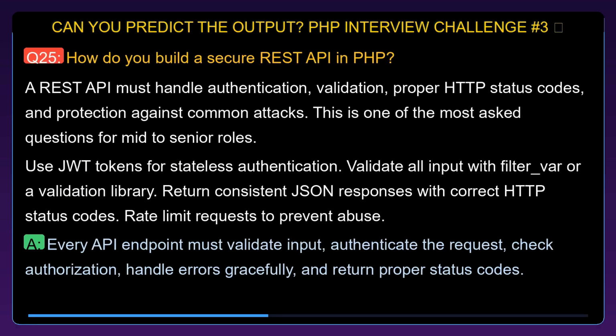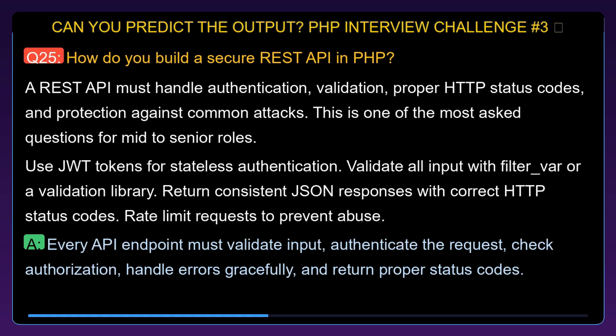Q25. How do you build a secure REST API in PHP? A REST API must handle authentication, validation, proper HTTP status codes, and protection against common attacks. This is one of the most asked questions for mid to senior roles. Use JWT tokens for stateless authentication. Validate all input with filter_var or a validation library. Return consistent JSON responses with correct HTTP status codes. Rate limit requests to prevent abuse.